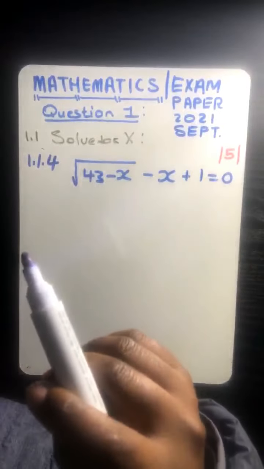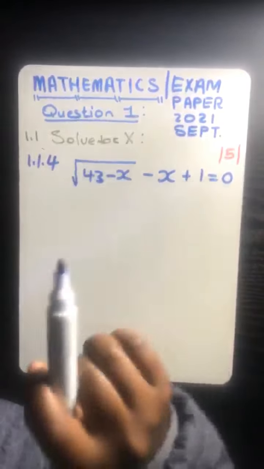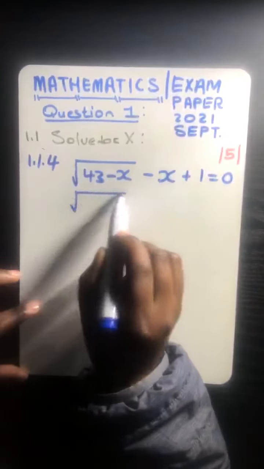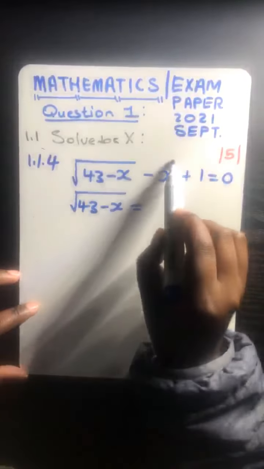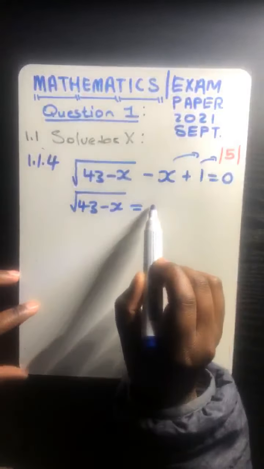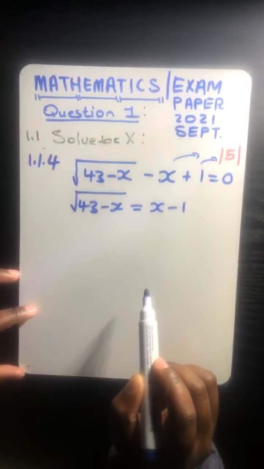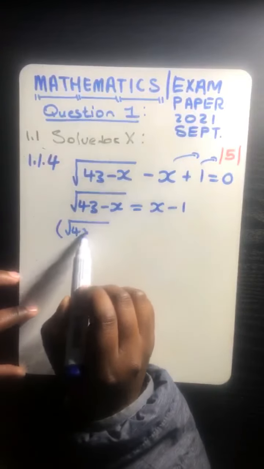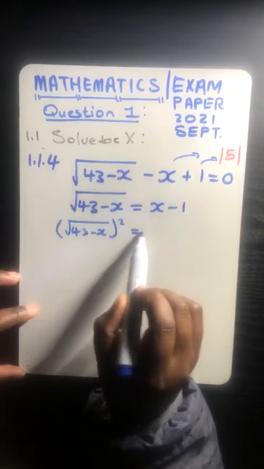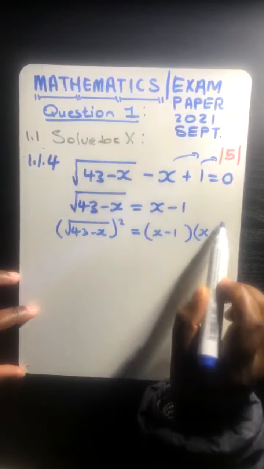So this is an equation, but after removing the square root, we'll be able to know if it's a linear equation or a quadratic equation. So let's see. We have the square root of 43 minus x. Then let's move everything to the other side, so we're going to have positive x, and negative 1 over there. So can you see, this is where you can square both sides.